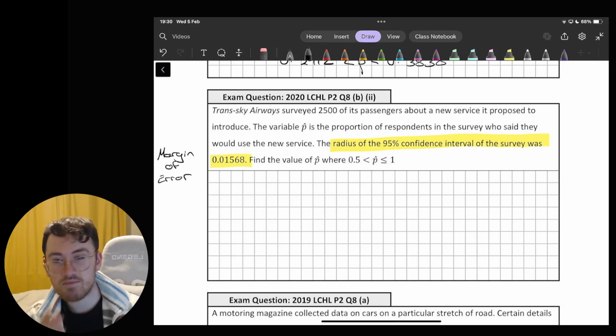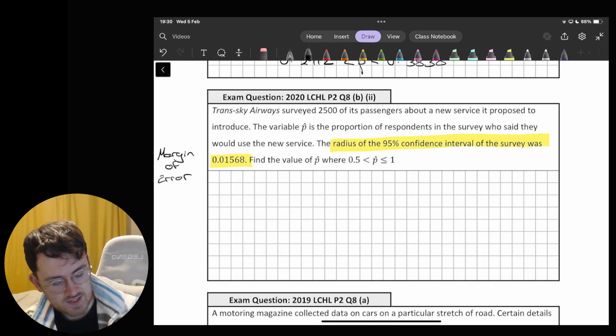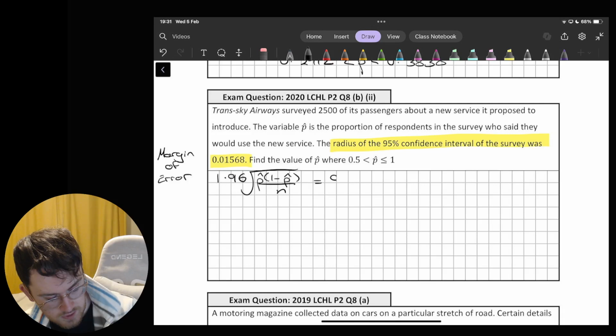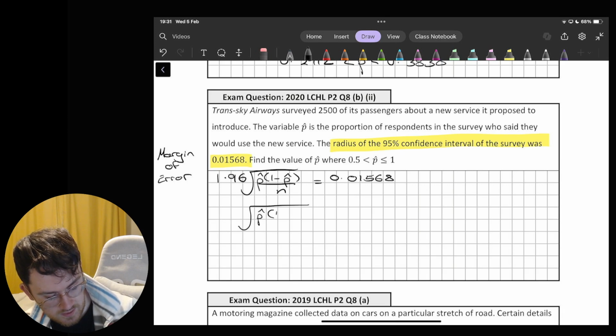Okay, what they mean by that is the value or the kind of error we're allowing either side of the true parameter here is 0.01568. So that is to say then we'll try 1.96 times the square root of p hat (1 minus p hat) over n should be equal to 0.01568. So filling in these values now.